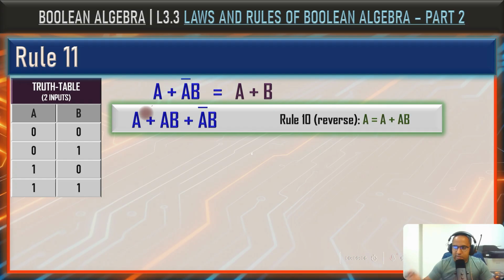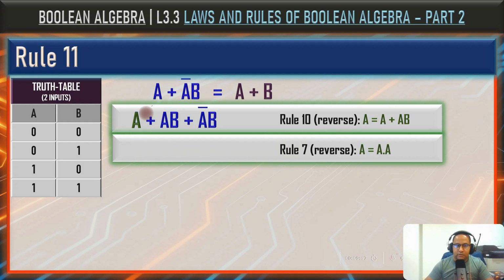Now, continue the process. Looking carefully at this new expression, we can apply Rule 7 in reverse, but only to the term a. Remember that, according to Rule 7, any variable multiplied by itself always results in itself. In other words, when a variable appears alone, we can infer that it can be expressed as the product of itself. You need to develop this kind of insight when analyzing Boolean expressions.